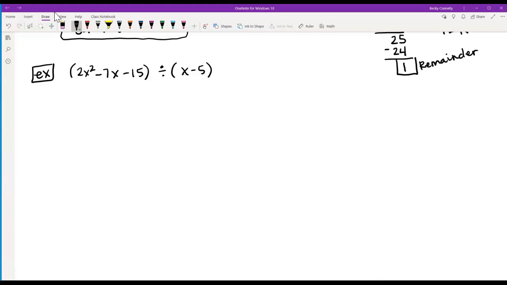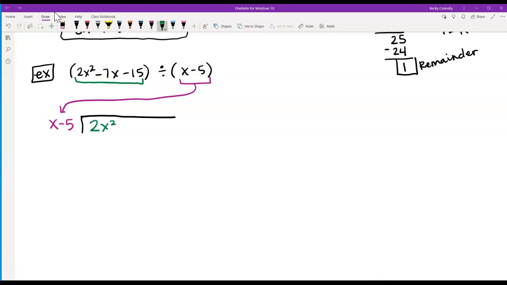Okay, but when we set this up in long division, what I'm dividing by goes on the outside of the division sign, and the stuff inside is what I'm dividing into, that first part, 2x squared minus 7x minus 15. So you first have to make sure you have this set up right. What you're dividing by goes on the outside, what you're dividing into goes inside.